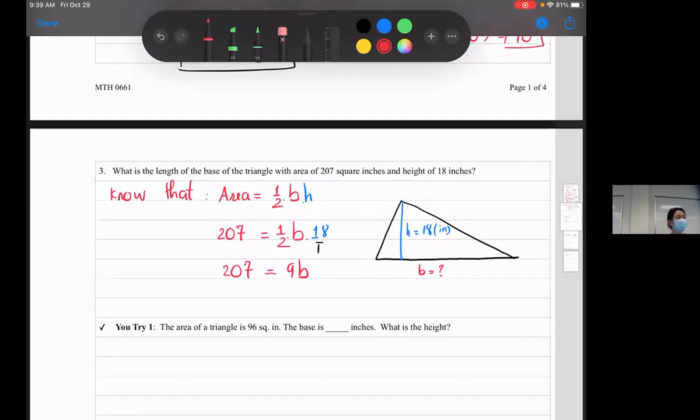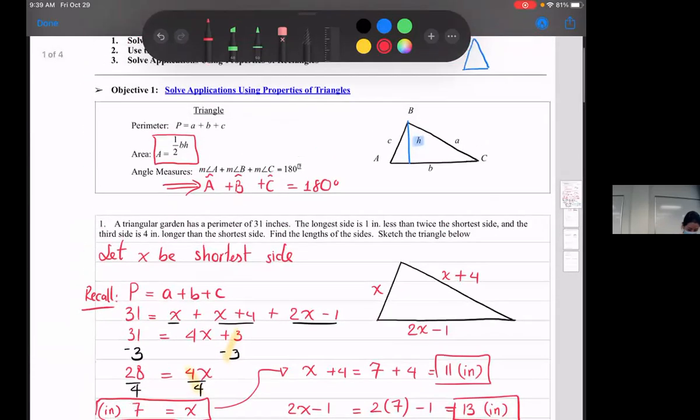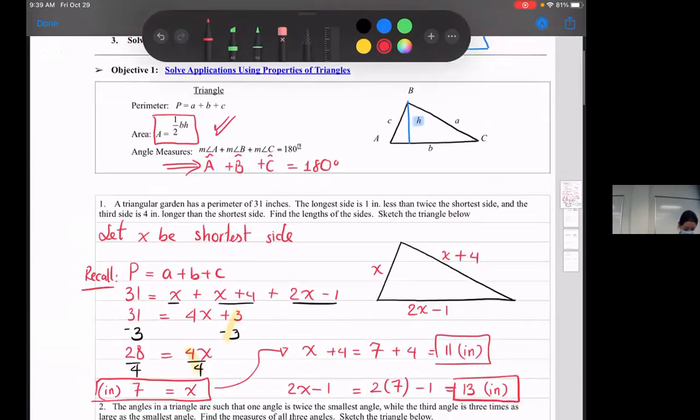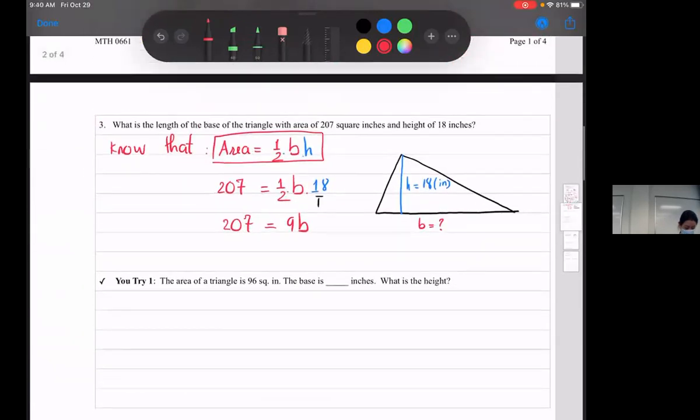So do we split in half B when we find it too? I don't get it. Oh, the area is the formula that's given. If you go up here, area is one half times base times height. So one half times 18 is 9. Yes. So let me do one more step.